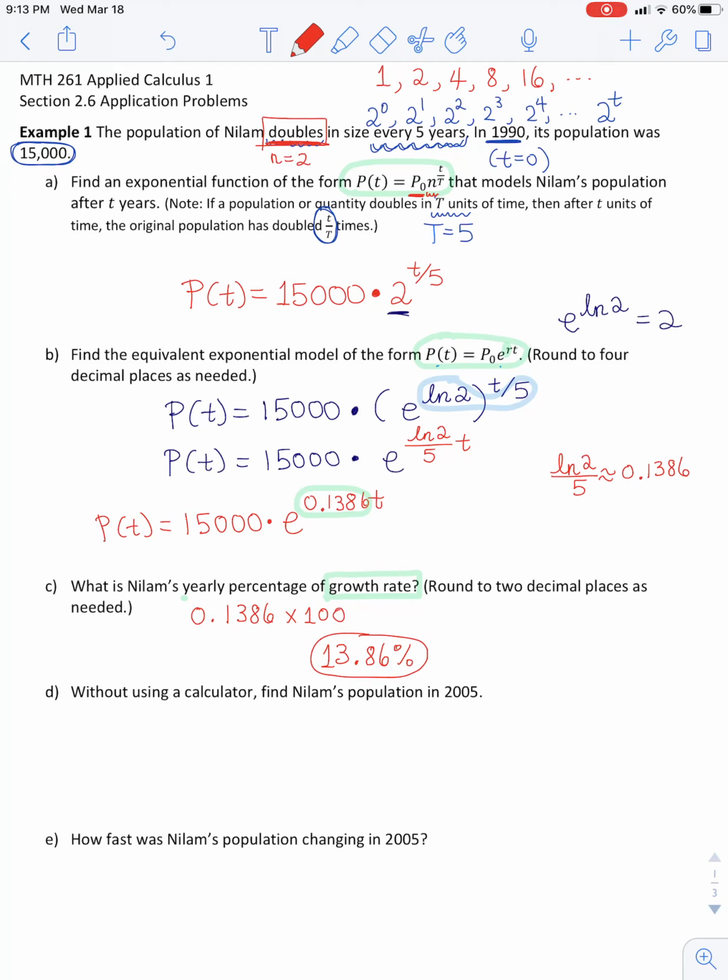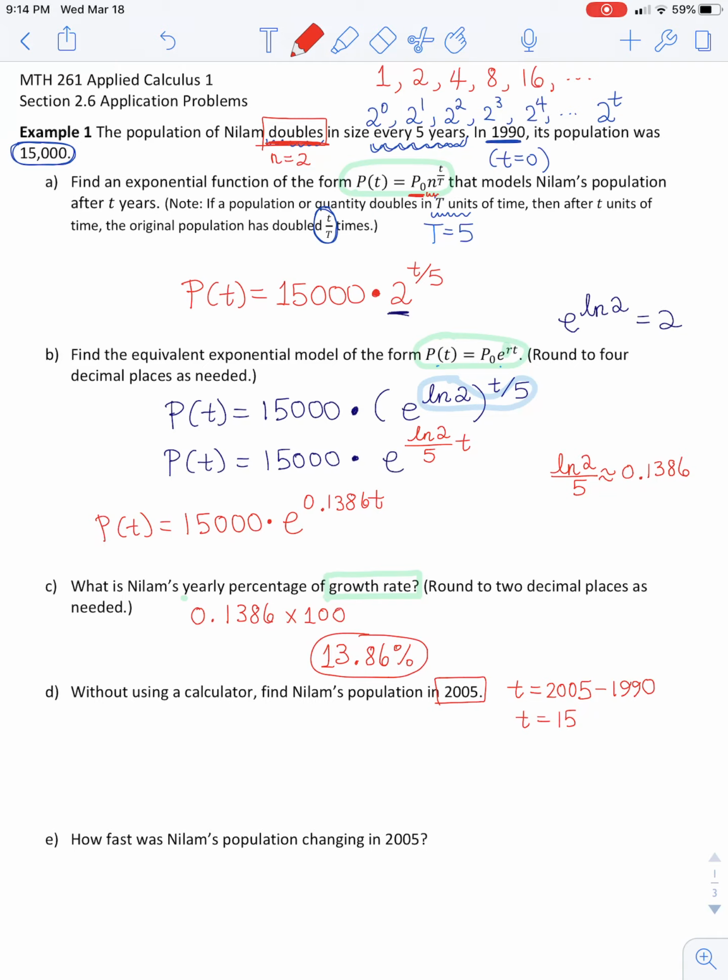And you know, when I write a model, I want to use it, but it says on D, without using your calculator, what am I doing here, guys? Sorry. Without using a calculator, find Neelam's population in 2005. So, 2005, what's the T going to be? T is going to be 2005 minus our initial year, 1990. What's that going to be? T equals 15 years, right? So they're asking you in 15 years, how many people will be in Neelam?